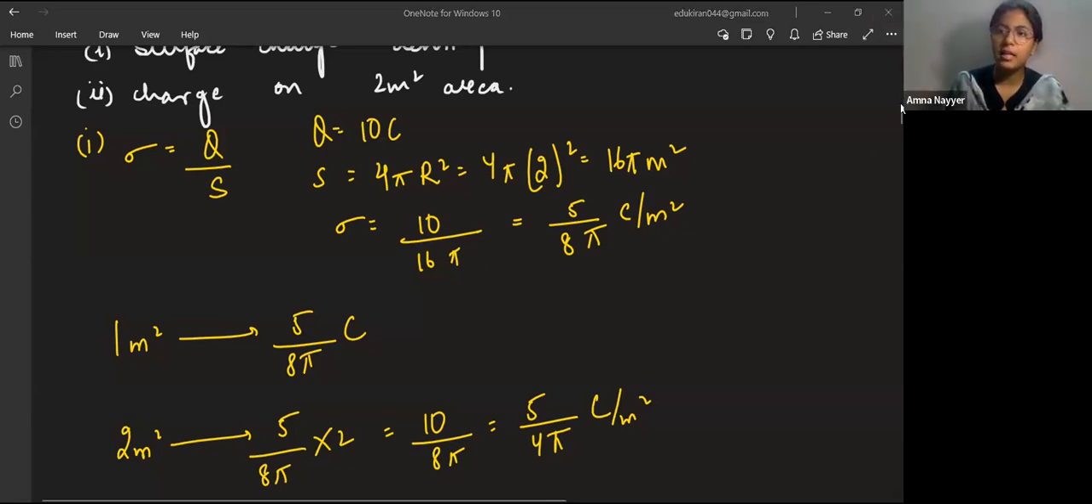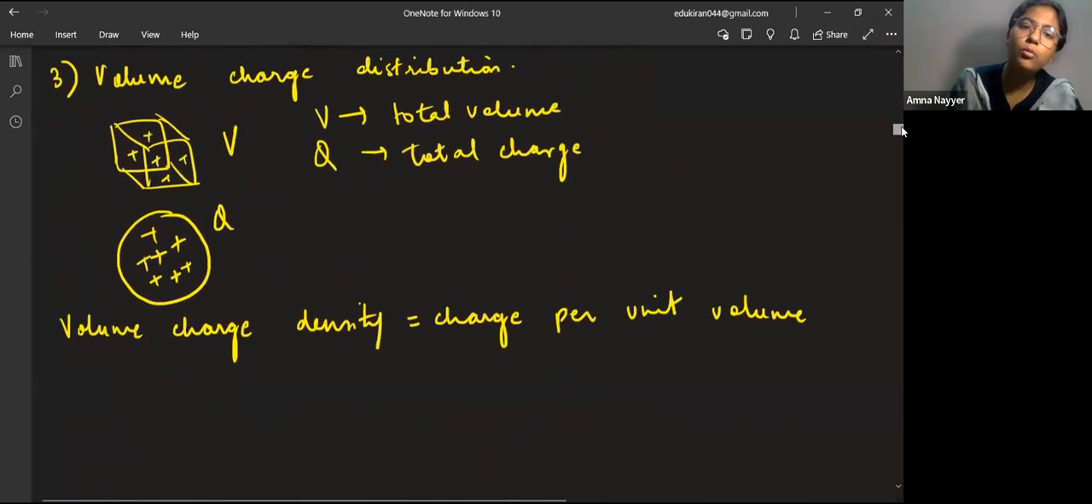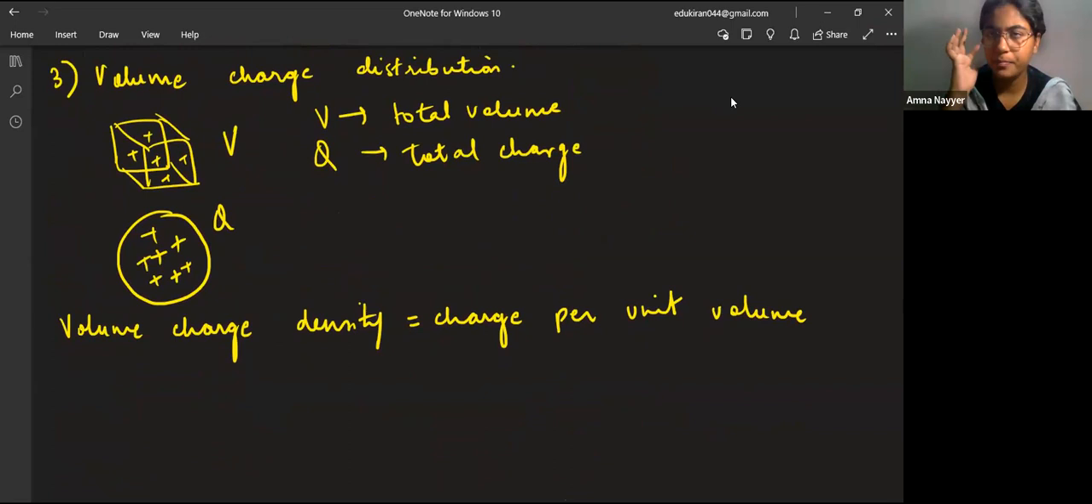Last one is charge per unit volume. This is in 3D, like if you have a cube, a cuboid, a sphere, a cone. Charge can be distributed within the body also. If a sphere is there, charge may be distributed only on the outer part, which means it is distributed on the area. But if charge is distributed within, then the charge is distributed inside the volume.